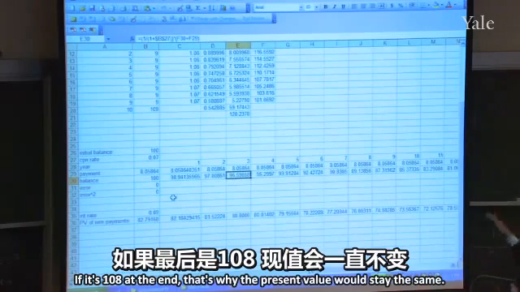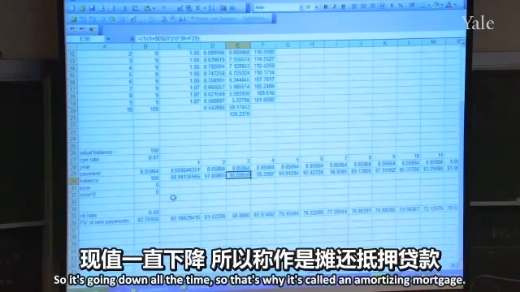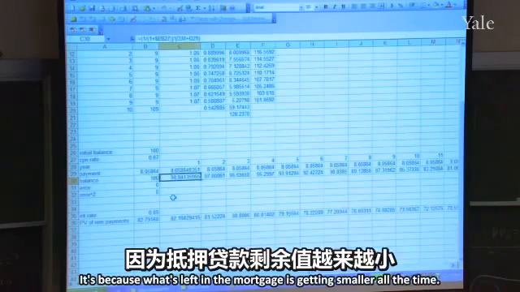If it's 108 at the end, that's why the present value would stay the same. So it's going down all the time. Okay, so that's why it's called an amortizing mortgage. It's because what's left in the mortgage is getting smaller all the time.